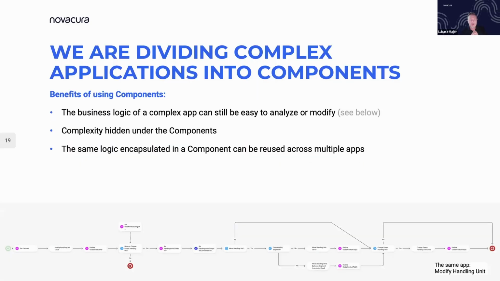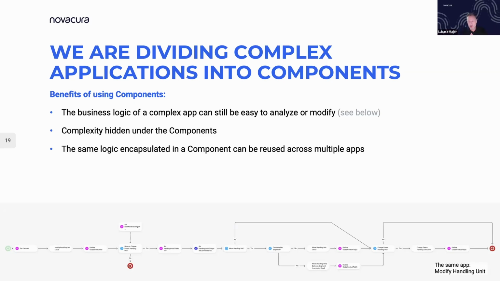So what we are doing right now, we are dividing our complex applications into components. The components have been introduced together with Flow Connect, and we believe it's a great capability that will enable us to make these applications way easier to consume, way easier to analyze and modify. Look at the example below. On my previous screen, you were seeing a very complex application moving from the left to the right.